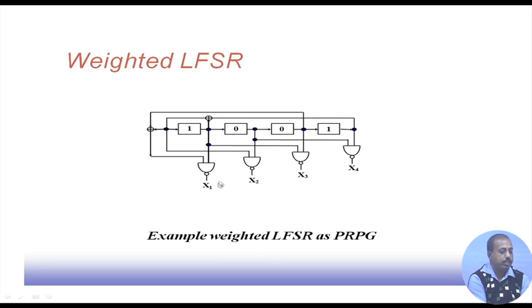Similarly, if you consider x1, the x1 output will be 1 when either of these two inputs is 0. So, the probability of getting a 1 at this point is higher compared to getting a 0. In this way we can use some weight factor, and accordingly choose inputs from these different cells and put them into these gates to get a weighted pseudo random pattern generator.